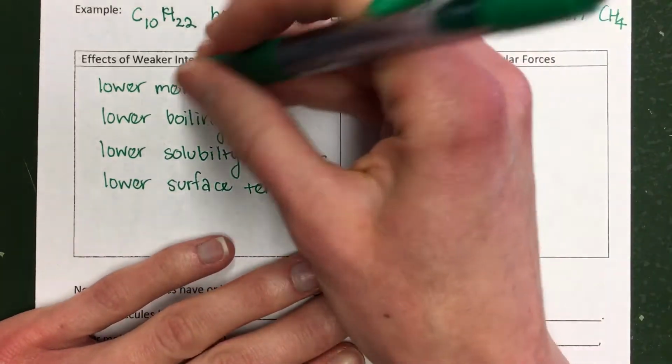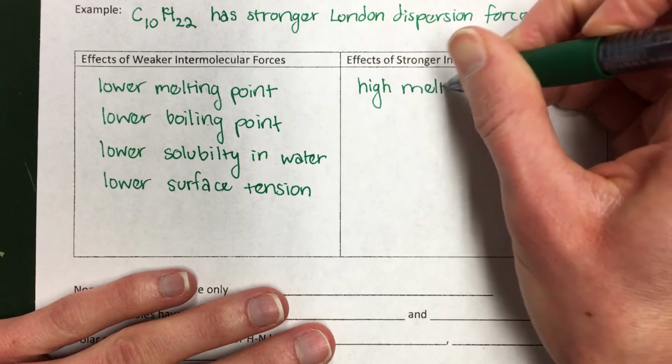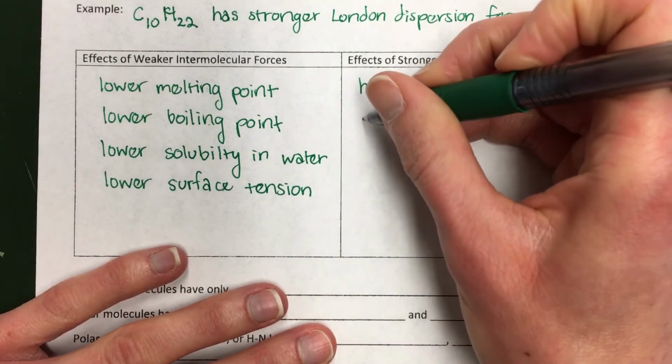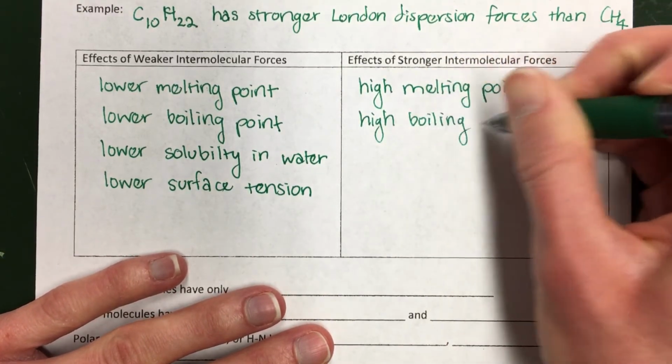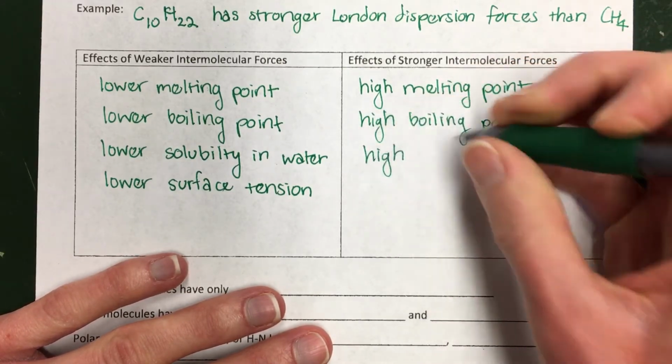Stronger intermolecular forces are going to be the opposite of all this. So they're going to have a high melting point, so solids and liquids have stronger intermolecular forces. They'll have a high boiling point. They'll be more soluble in water. And they'll have higher surface tension.